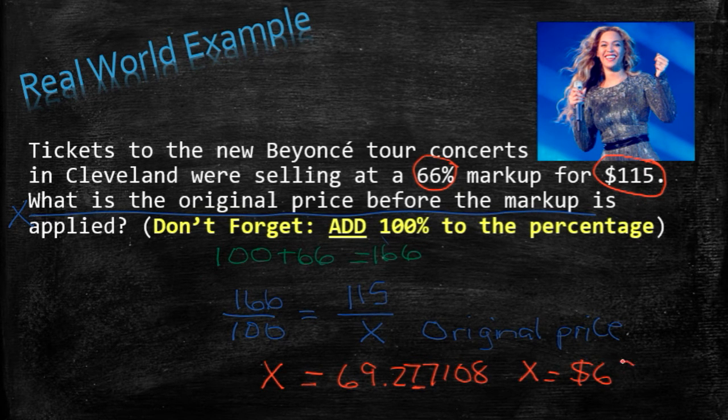All right, and it's going to be $69. And don't forget, 5 or above, give it a shove. You're looking at the 7 right here. 7 is obviously bigger than 5, so it's going to be $69.28. Whenever you have money like this, you need to make sure that you're rounding to the hundredths place and you're using that 5 or above, give it a shove rule. So awesome job.